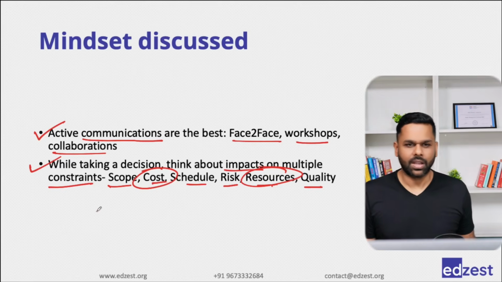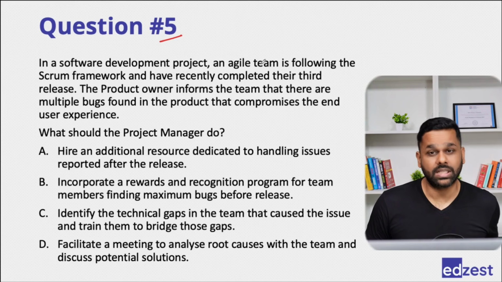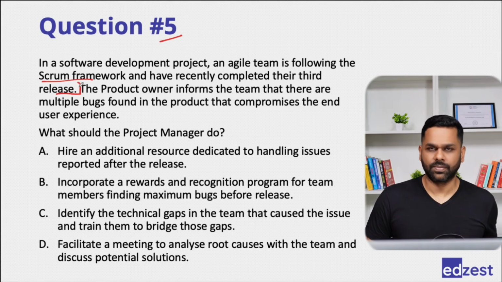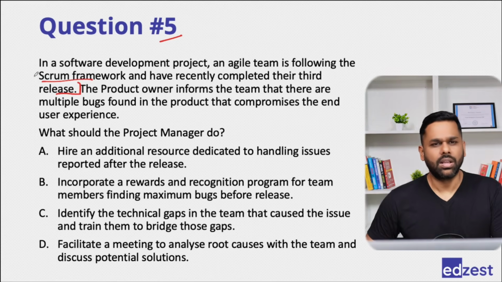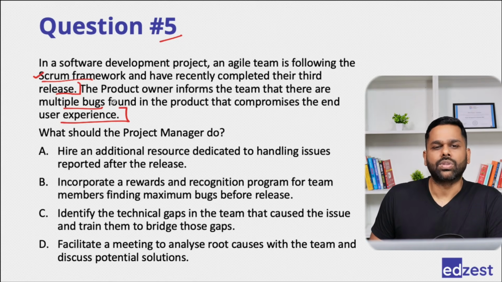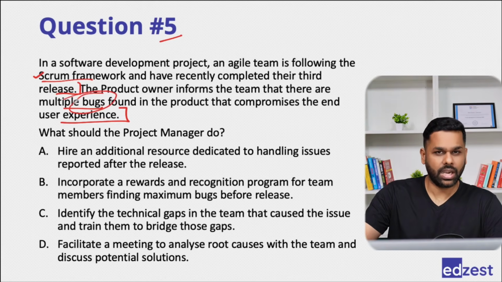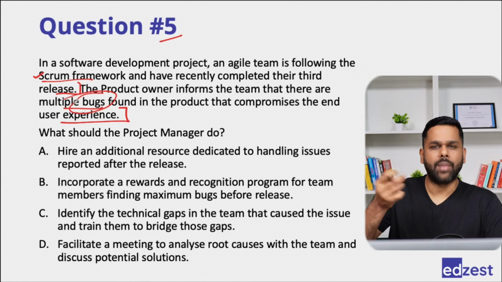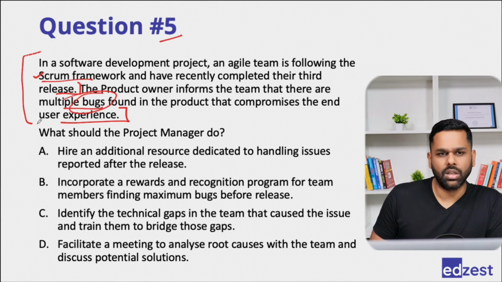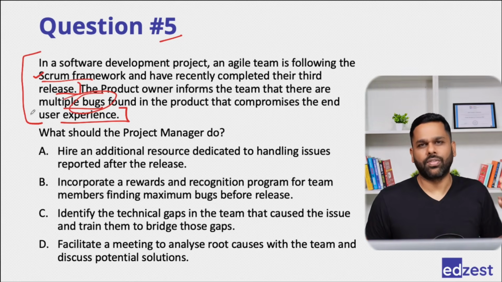Now let us have a look at the last question for the day. In a software development project, an agile team is following the Scrum framework and has recently completed their 3rd release. Again, visualizing: 3 releases have happened, and the Scrum framework is being used. The product owner informs the team that there are multiple bugs found in the product that compromise the user experience. Whatever they have released has a lot of bugs, which are called defects because it has gone to the user end and is hampering the end user's experience. That's what the question says. The 3rd release has been done, and whatever we have released has some bugs and is not good for user experience.